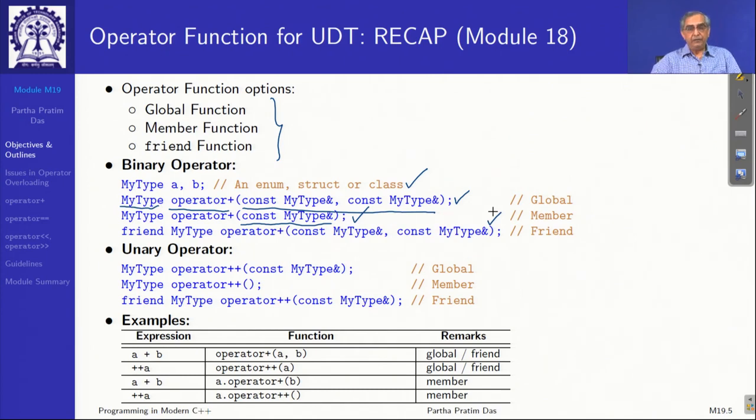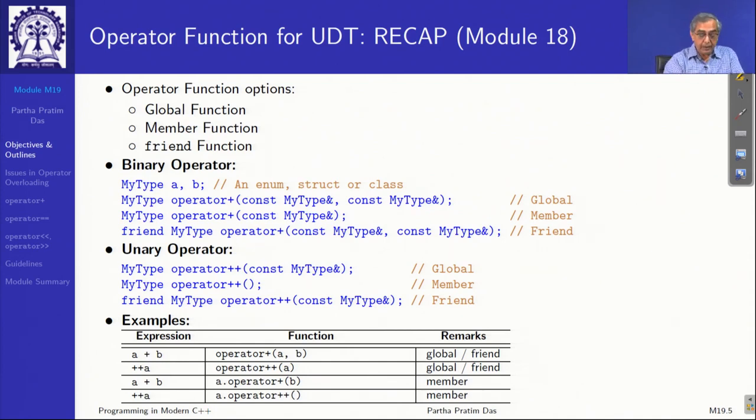Doing it with a friend function is very similar, because it is just like another global function, but it is prefixed with the keyword friend, and its prototype is declared within the scope of the class, declaring that this is the friend function. This is what holds for the binary operators.